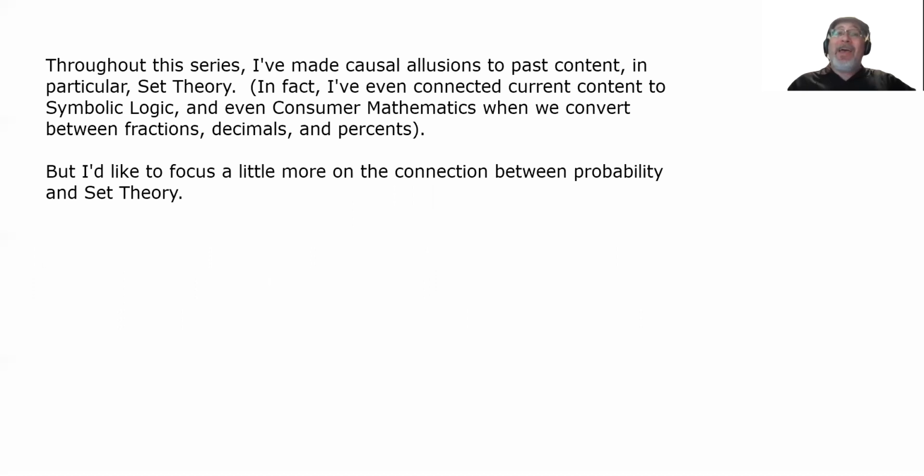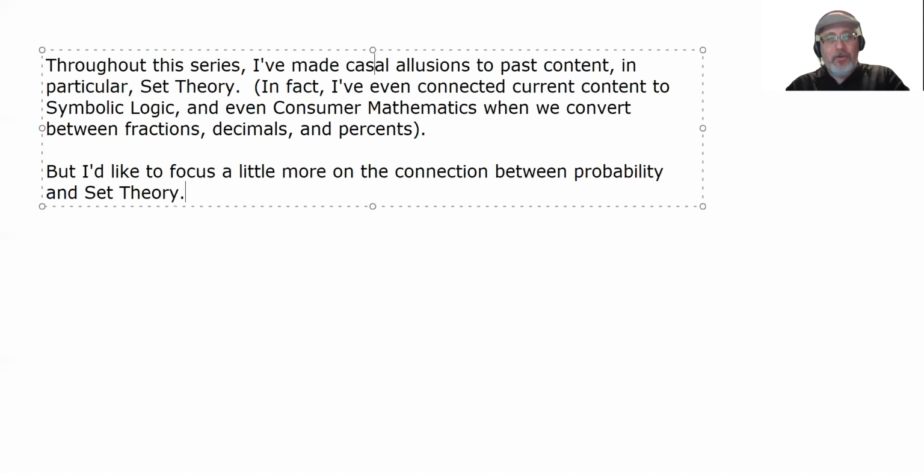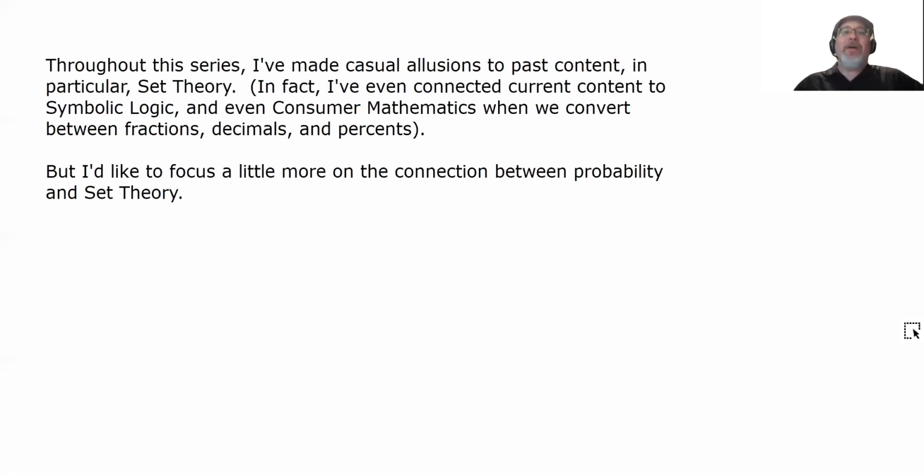Throughout this series, I've made casual, not causal, casual. Causal means something totally different. I've made casual allusions to past content, in particular set theory. In fact, I've even connected current content to symbolic logic. Remember the video where I brought up the law of contraposition? And even consumer mathematics when we convert between fractions, decimals, and percents, which we could do quite a bit with probabilities. But I'd like to focus a little more on the connection between probability and set theory.